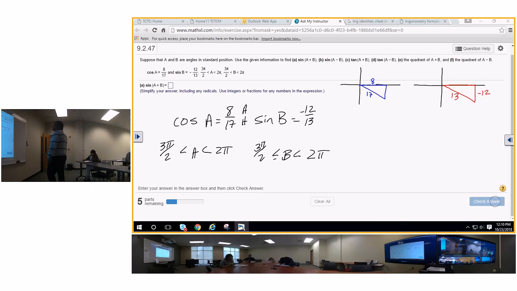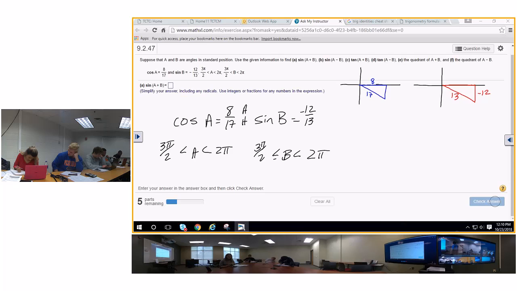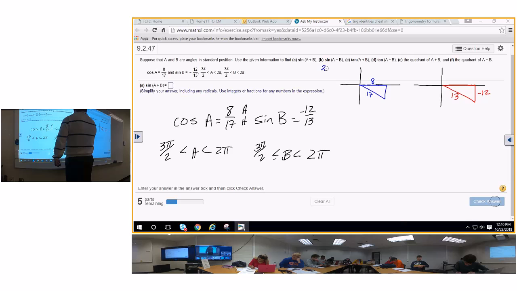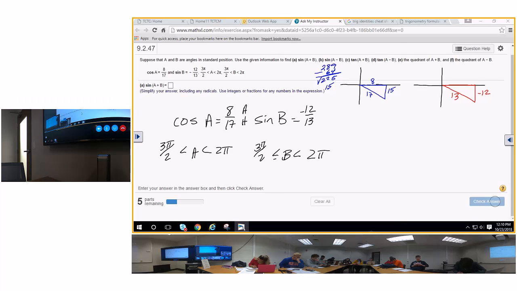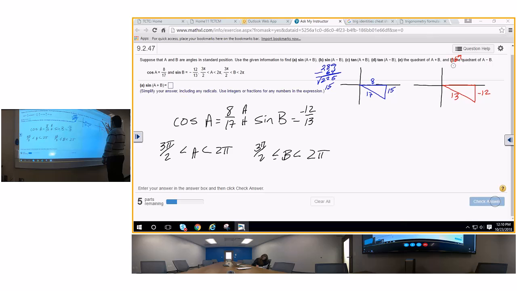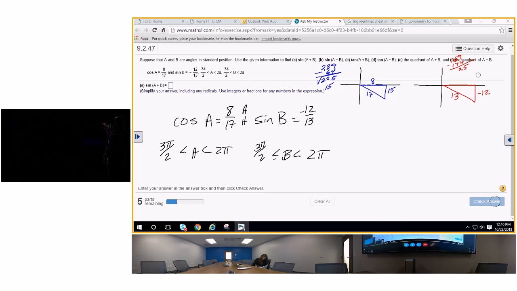Okay, didn't we say 17 squared was like 259 or something? What is it? 289. So 289 minus 64 is 225, and the square root of 225 is 15. And 169 minus 144 is 25, right? So that's 5.